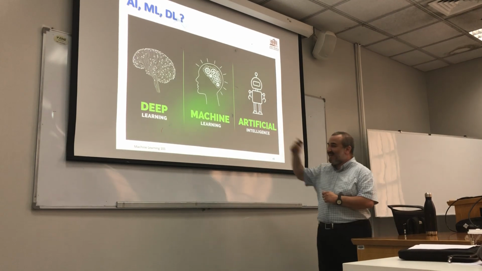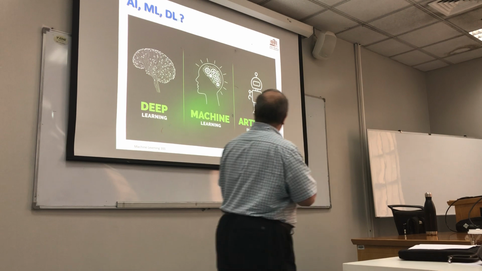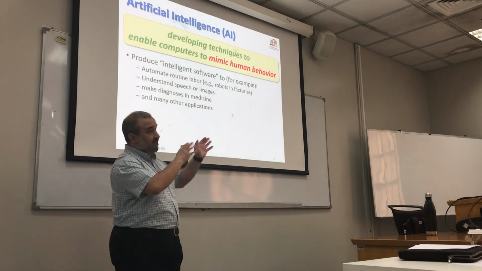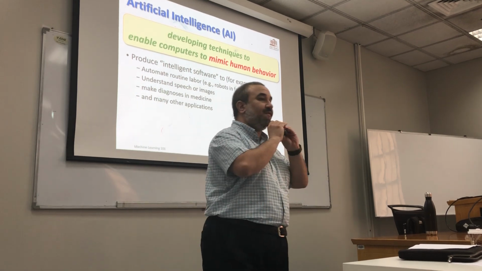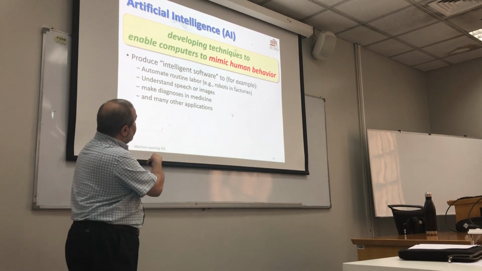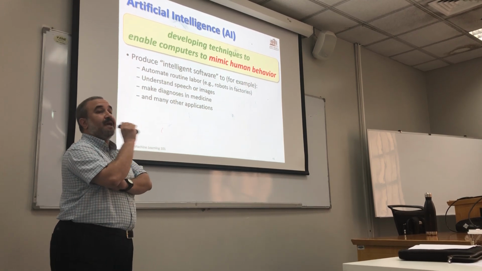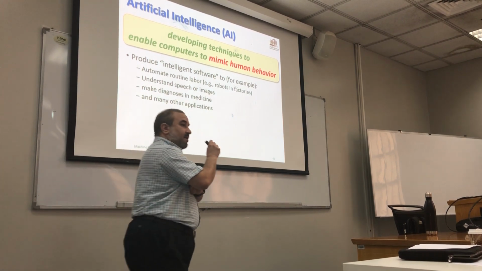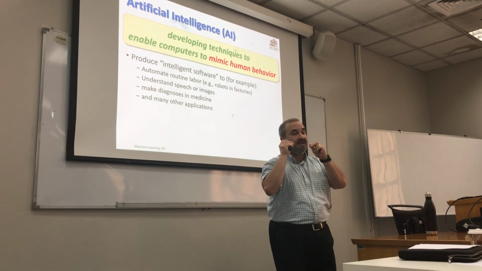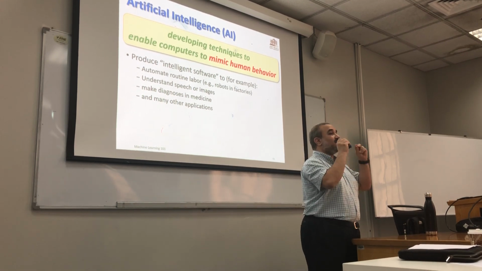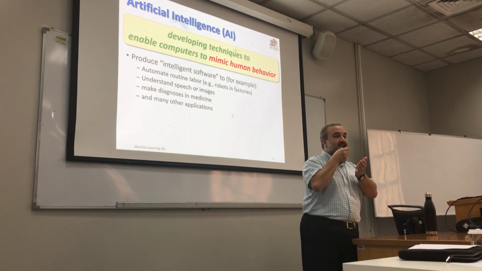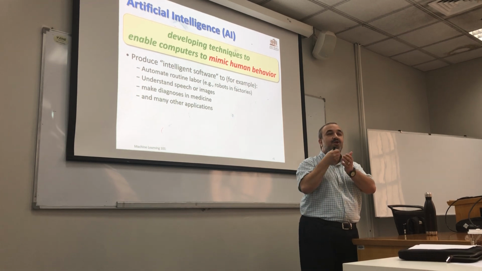Okay. So we need to understand the difference between these three things: AI, artificial intelligence, machine learning, and deep learning. What is the difference? We'll take each one very briefly, very simply. We'll define each one. AI is about developing techniques to enable computers to mimic human behavior. Any software, any system that will try to mimic something that the human is doing, this is artificial intelligence. We're trying to inject some intelligence into the system so that it does something that humans do.